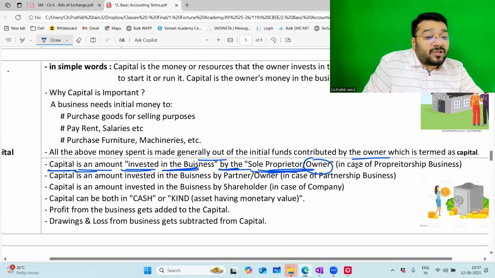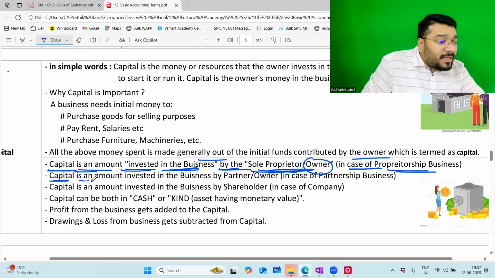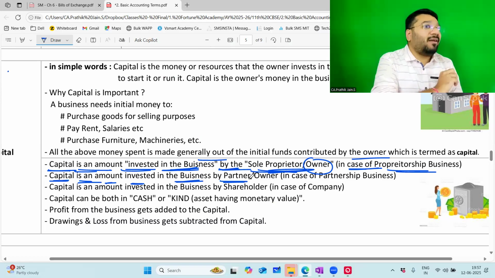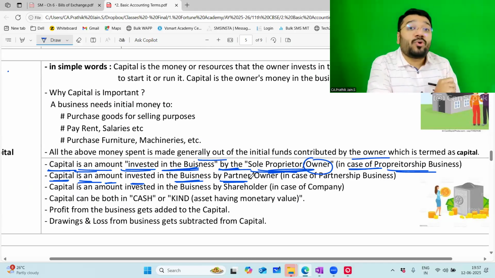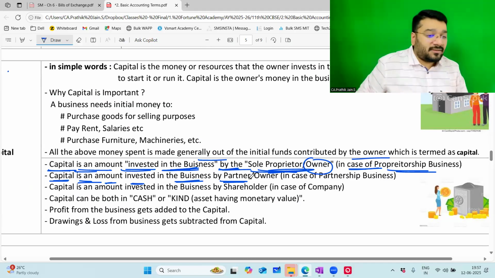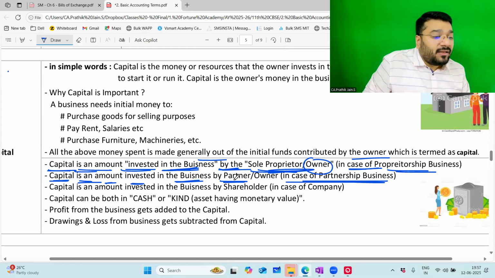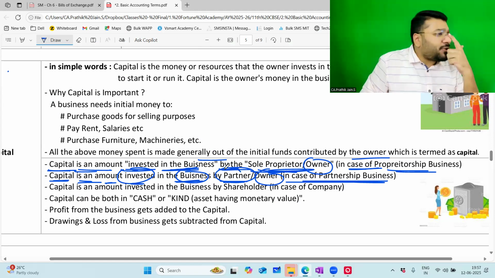This is possible in case of which business? Sole proprietorship business. Capital is an amount invested in the business by the partner. Partner means what am I talking about? Partnership business. In partnership business, owners are called partners. The owner who is investing the money in the business is called a partner.